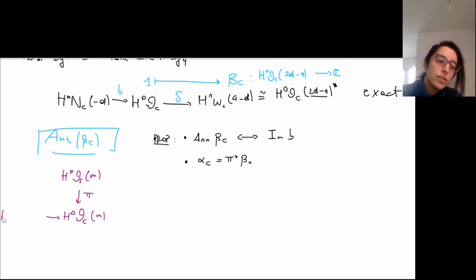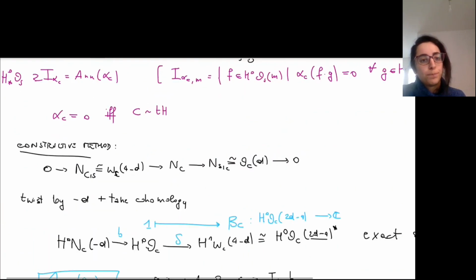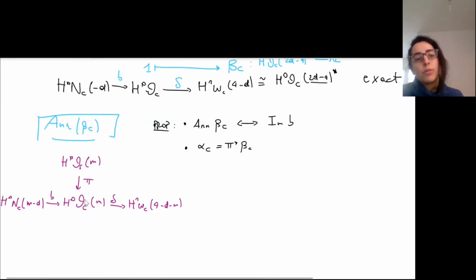Here we have H0 of the normal bundle of degree n minus d, and this is beta. And here it is not important, but we have delta, and we have H1 of omega C for minus d minus n. Okay. So pi is this map, the restriction map from H0 of S to H0 of omega C. So the annihilator is again, as before, the annihilator of alpha C is in H0 of S, the annihilator of beta is in H0 of C.